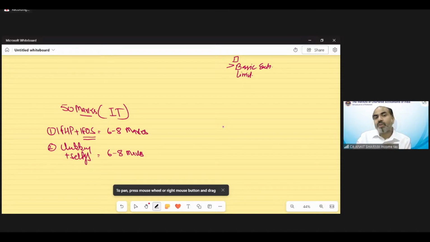So clubbing and set off is also very easy to cover, very basic provisions. If the numericals are coming from these topics, again, it is very easy to solve and you can get 100% marks from these numericals, whether they belong to clubbing, set off, income from house property, or income from other sources.